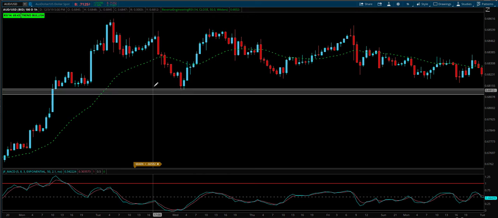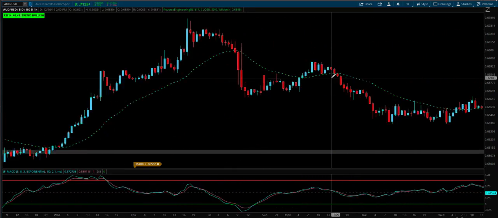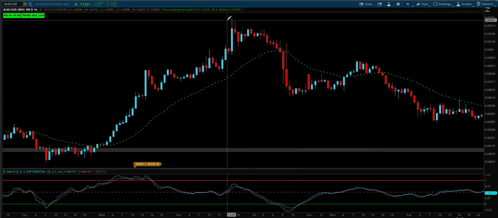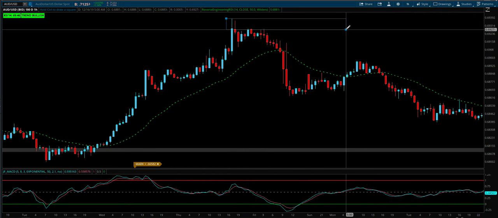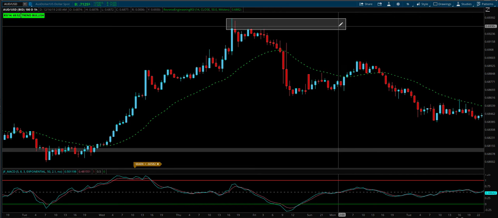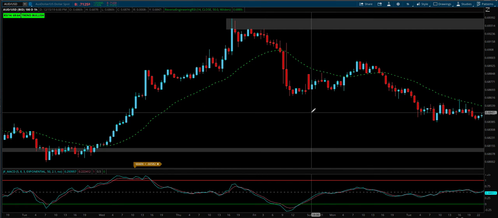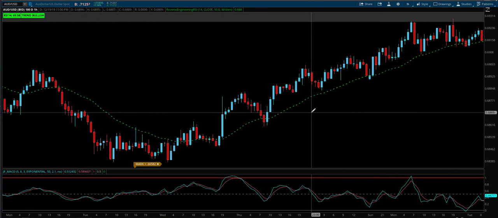And then it started acting as support, see? Came down here, and then it broke. Now this is another supply zone right here. So again, practice on your charts, pull up charts, and just try to go through these things. Try to find your support and resistance levels. Try to find your supply and demand levels.